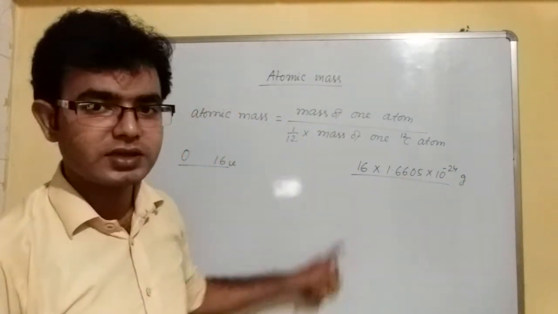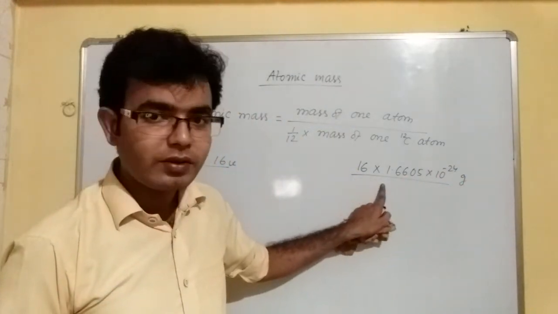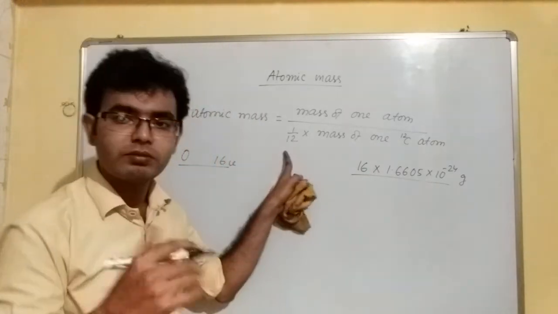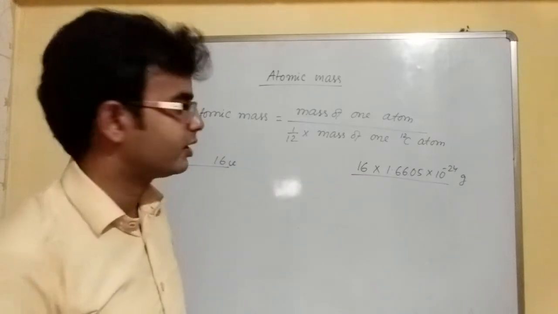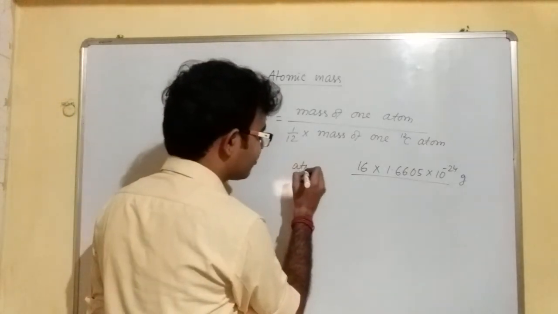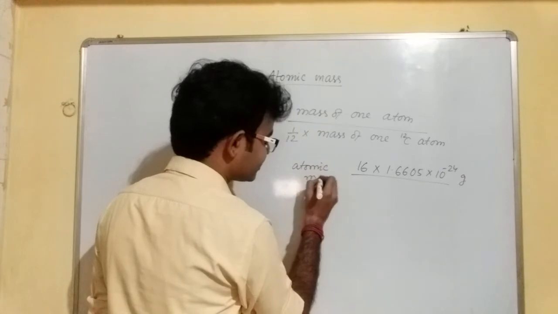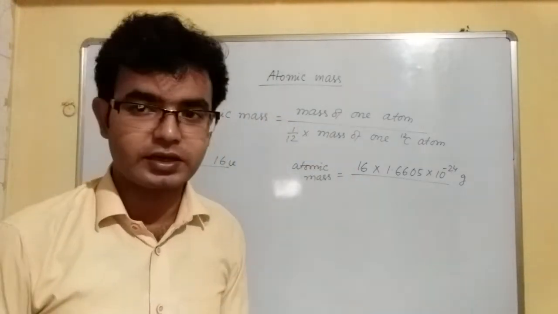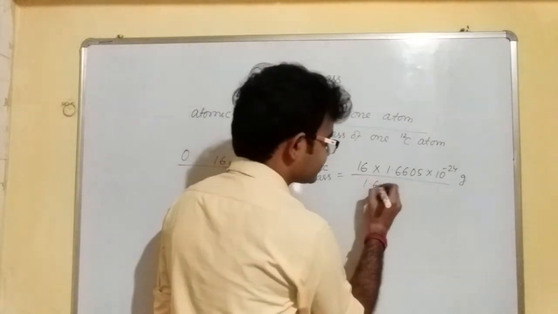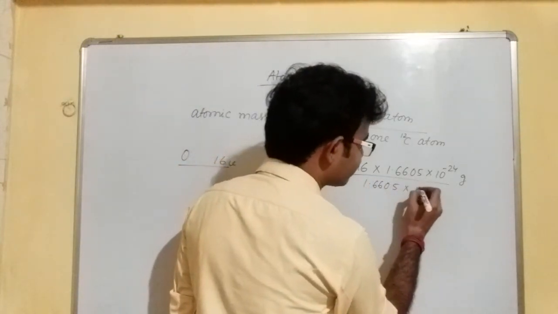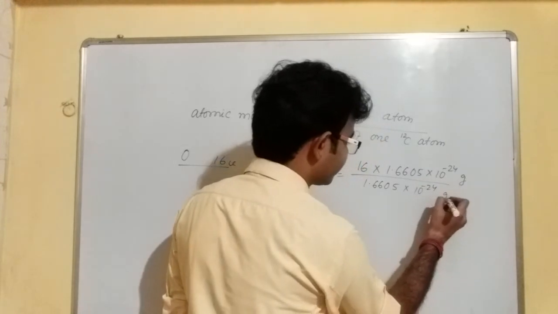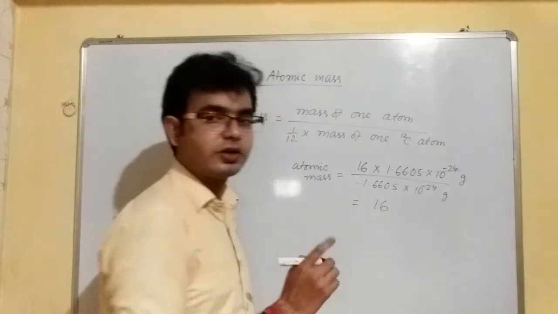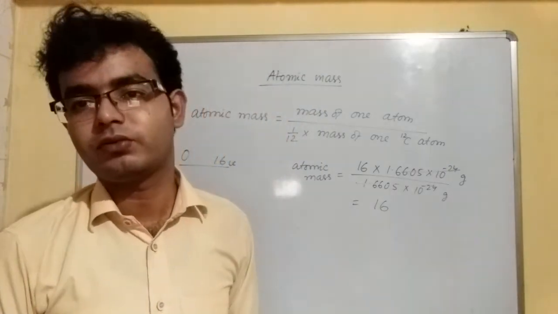एक ऑक्सीजन एटम का मास इतना होता है. अब हम लोग क्या करते हैं, इस नंबर को एक होल नंबर, एक सिंपल नंबर में कन्वर्ट करने के लिए ऑक्सीजन का जो एटॉमिक मास लिखते हैं, उसको 1/12 into मास ऑफ वन कार्बन एटम से डिवाइड कर देते हैं. Whose value is 1.6605 into 10 to the power minus 24. Okay, तो ये वैल्यू कैंसिल हो जाएगा, तो ये हो जाएगा 16. So that is the atomic mass of one oxygen atom.